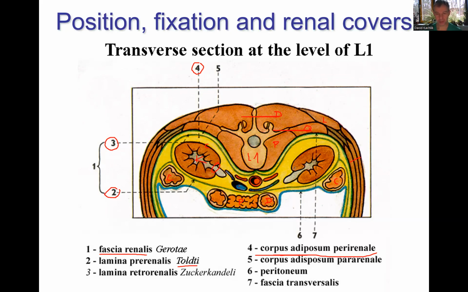And then around this fascia, so mainly dorsally, but also laterally, we can find another fat bed, which is called pararenal fat bed. So please do not mix perirenal, which is around the kidneys, also called adipose capsule, and pararenal, which is outside the renal fascia. As you can see, everything is located behind peritoneum.